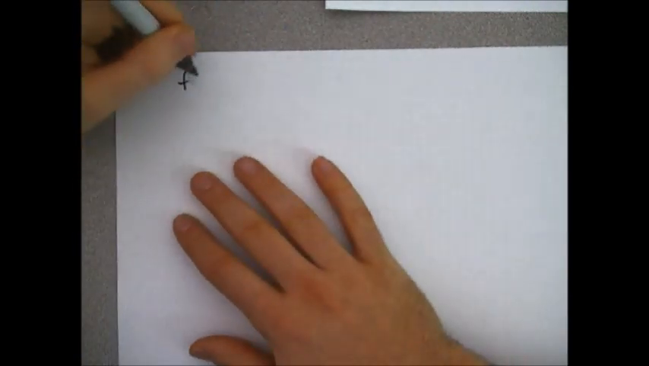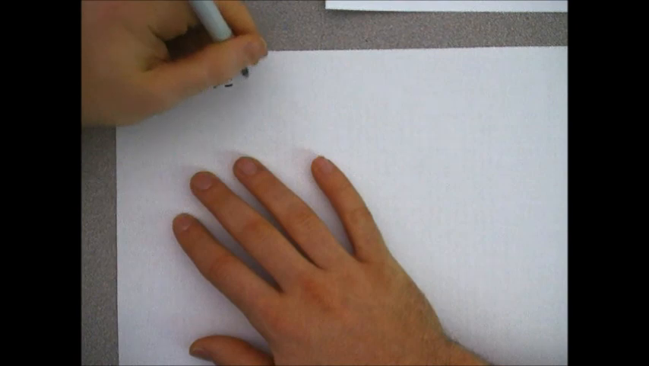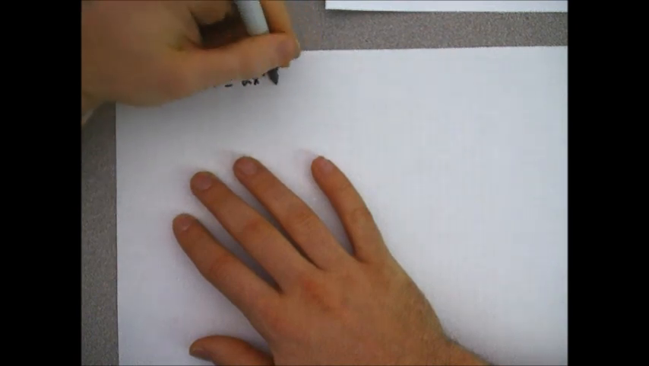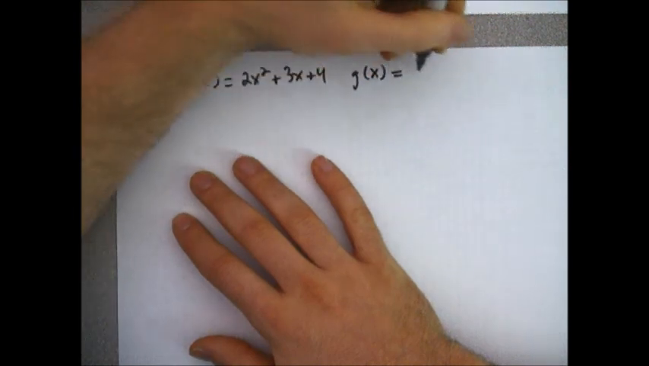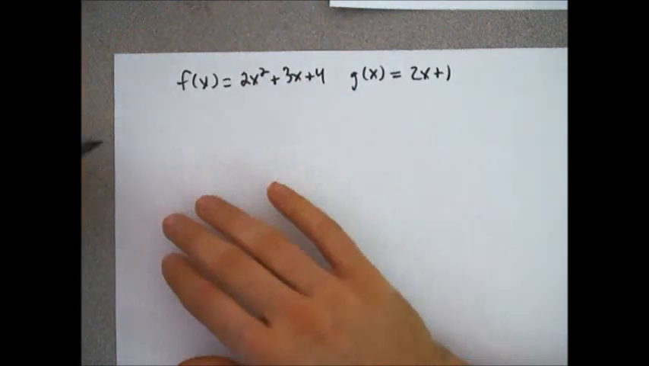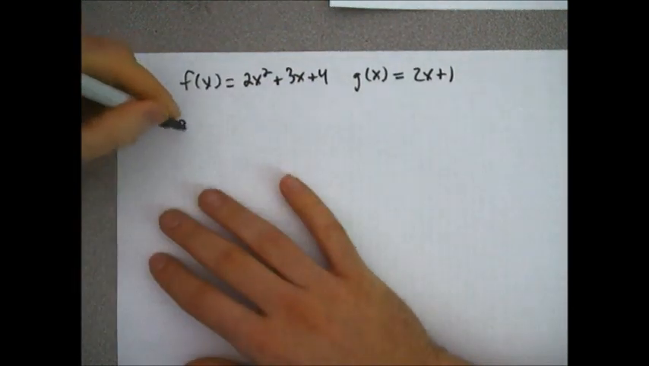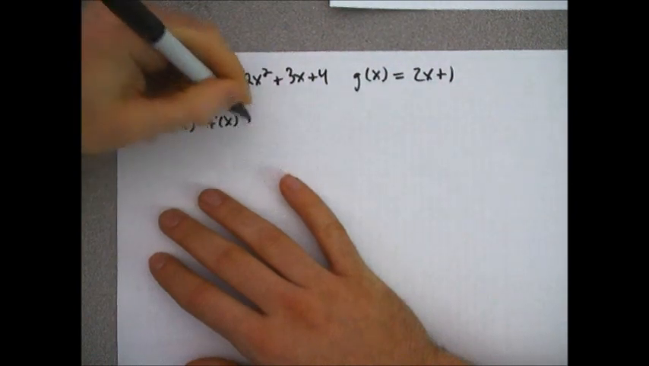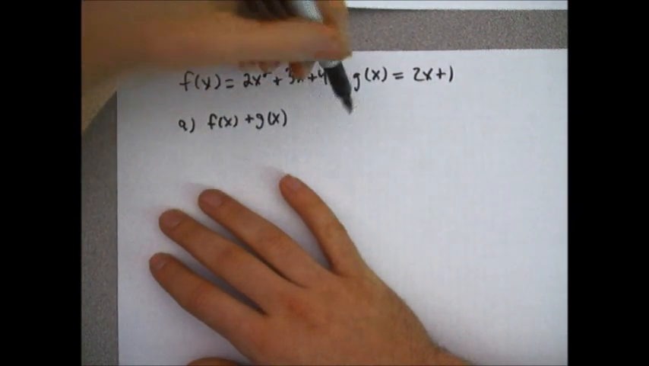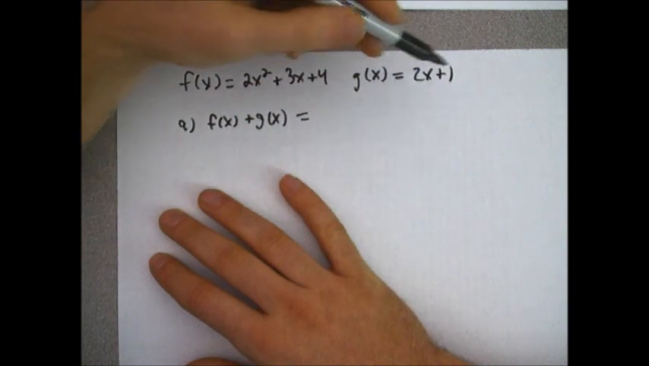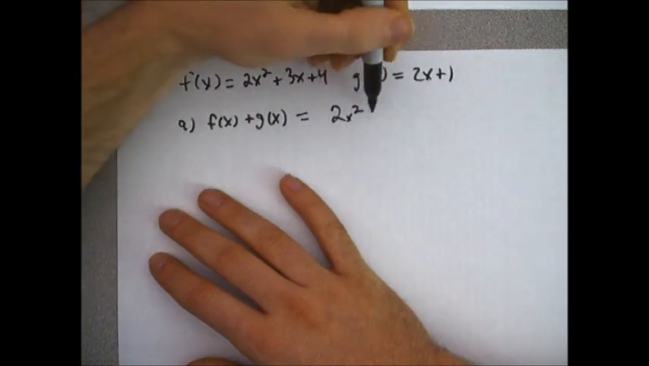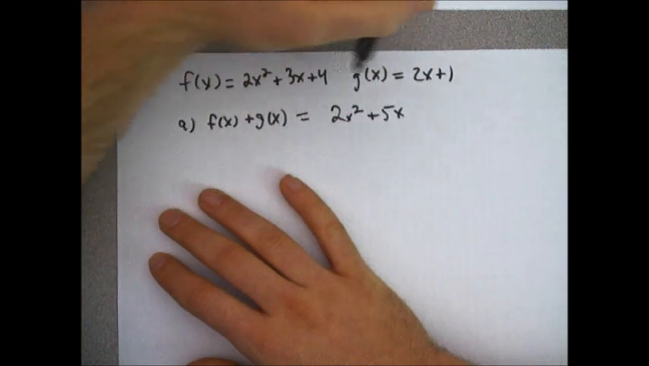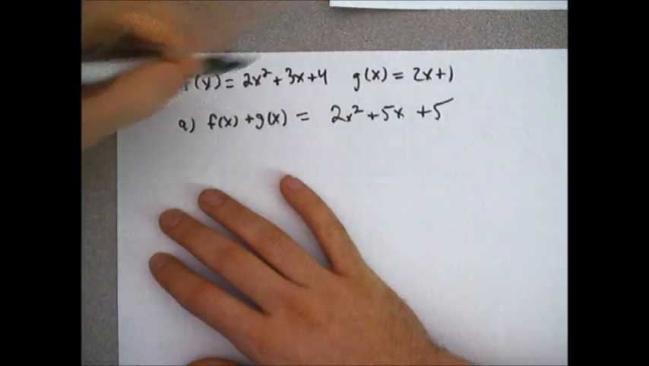Okay, 34 is our composite function question. They give us f of x is equal to 2x squared plus 3x plus 4, and g of x is equal to 2x plus 1. First thing they ask is for us to add these. So f of x plus g of x, just add your like terms. 2x squared, over here there are no x squared terms, so it just stays 2x squared. 3x and 2x is 5x, and 4 and 1 is 5.